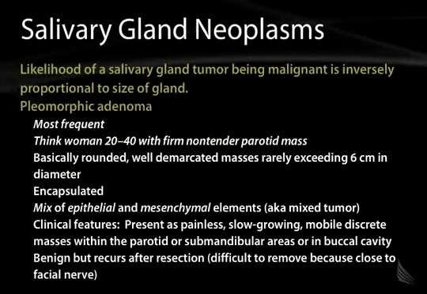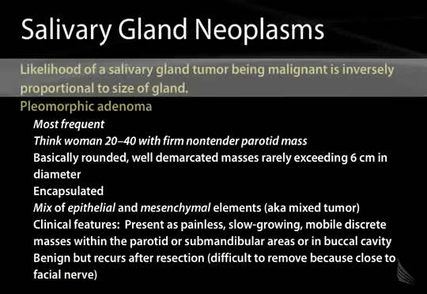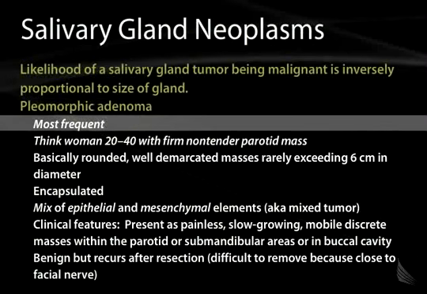In terms of salivary gland neoplasms, there are a couple that you'll need to know for step 1. The first rule to remember is that the likelihood of a salivary gland tumor being malignant is inversely proportional to the size of the gland. Thus, the larger the gland, the more likely the tumor is to be benign. The smaller the gland, the more likely it is to be malignant.